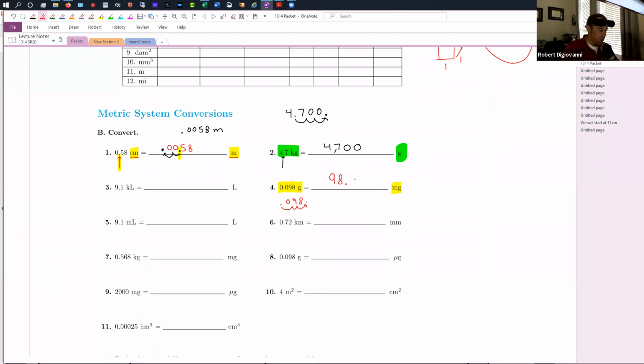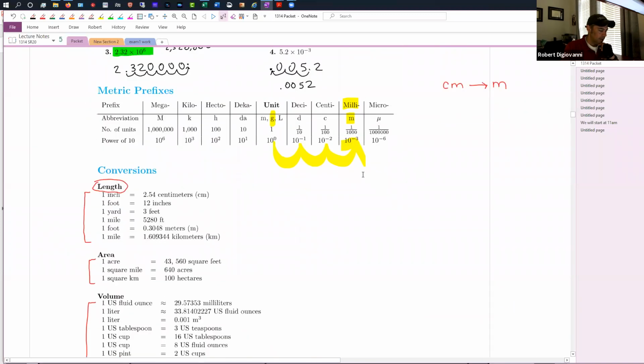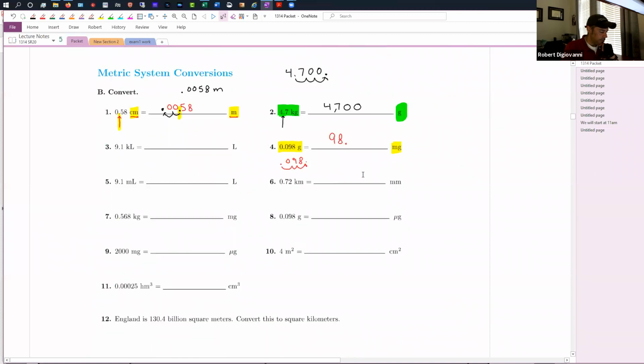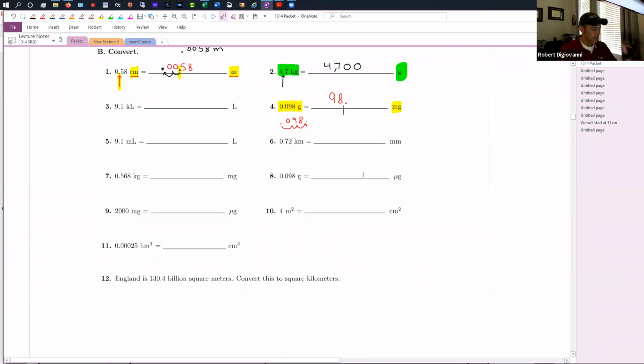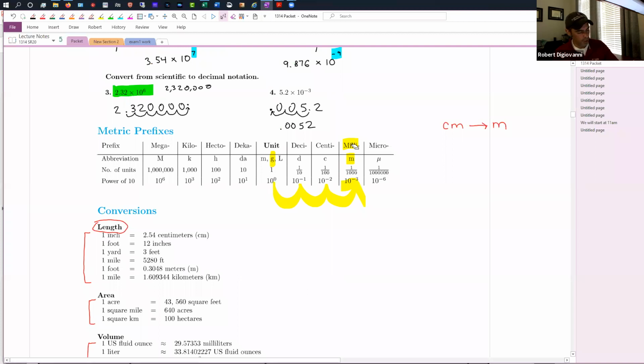So where can this get tricky? Let's see. Yeah, this one's going to be tricky. Let's take a look at number 9. Number 9 is a little bit tricky. So we have 2,000 mg. So mg stands for milligrams. And we want to go from milligrams over to, what is that? It's like this little U in front of the G. Let's go see where that is on our chart.